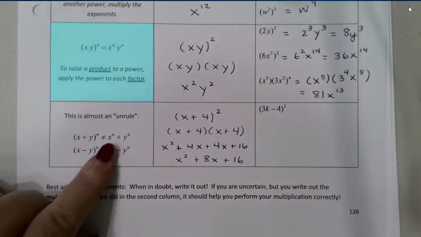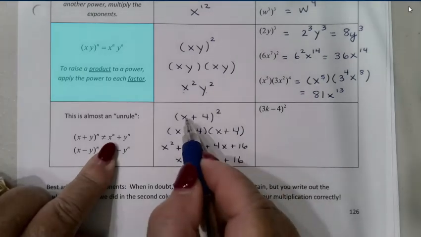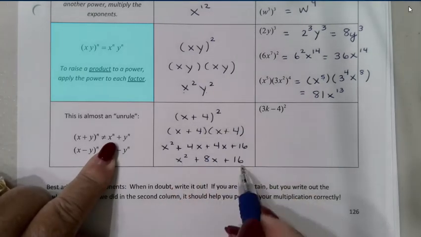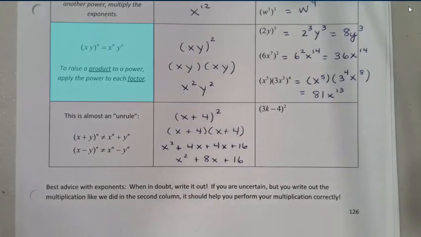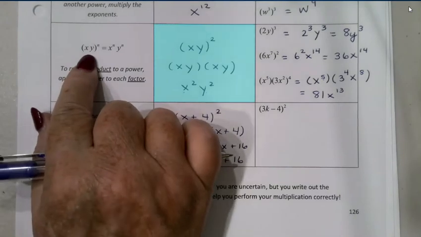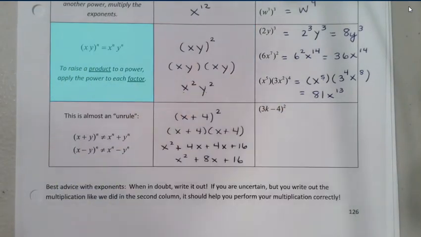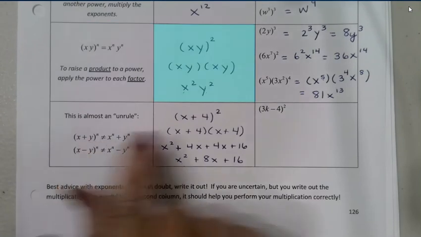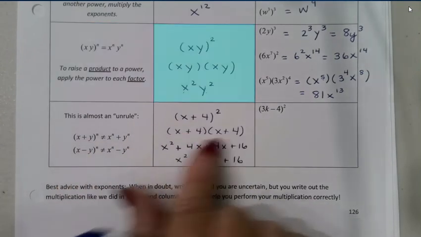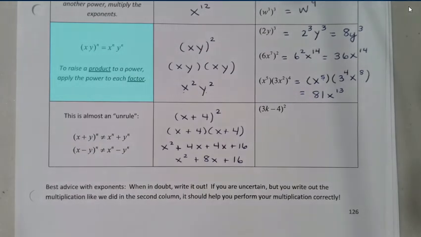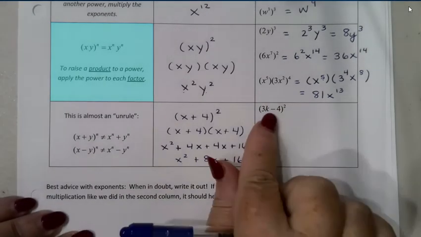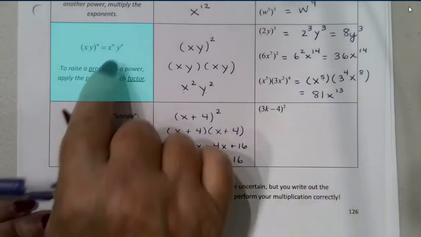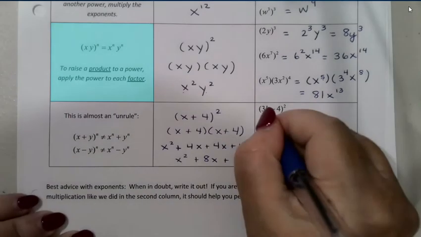Notice that if you tried to do this, if you just squared the x, squared the 4, you'd totally miss that middle term. So be really cautious with this one. It's okay when you have a product to just apply the power to each factor, but it's not okay if you have addition or subtraction. You have to write that out and do the whole multiplication process. Just as a quick reminder, let's do one more. If I had 3k minus 4 squared, those are not multiplied together. I can't use this rule. I would have to write it out.